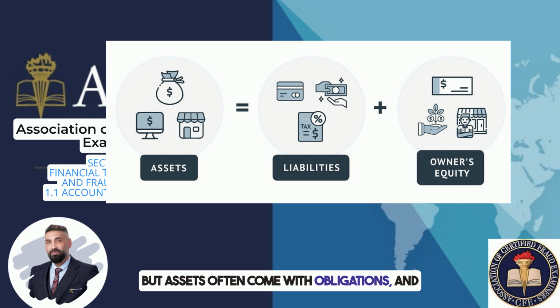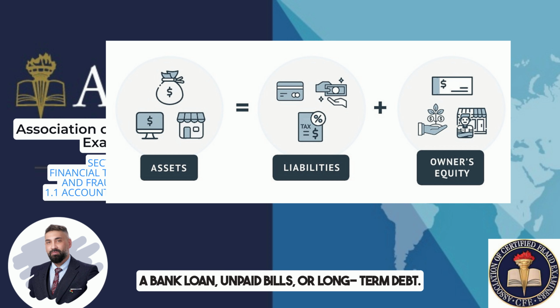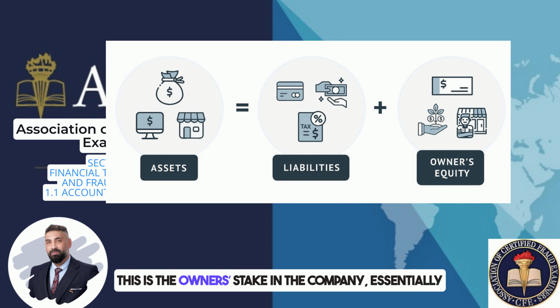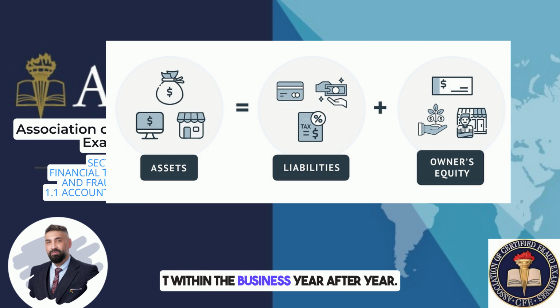But assets often come with obligations, and that's where liabilities enter the picture. Liabilities represent what the business owes, whether it's a bank loan, unpaid bills, or long-term debt. Lastly, we have owner's equity. This is the owner's stake in the company, essentially what's left after you subtract liabilities from assets. It's the synthesis of the initial investments made by owners combined with the retained earnings or profits kept within the business year after year.